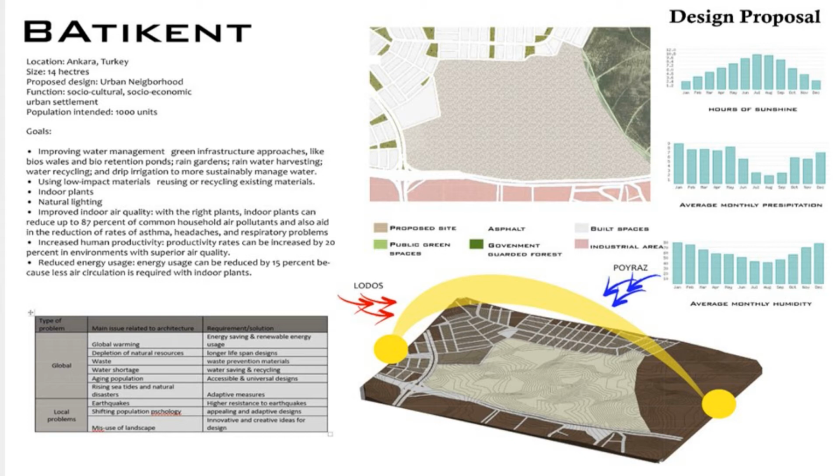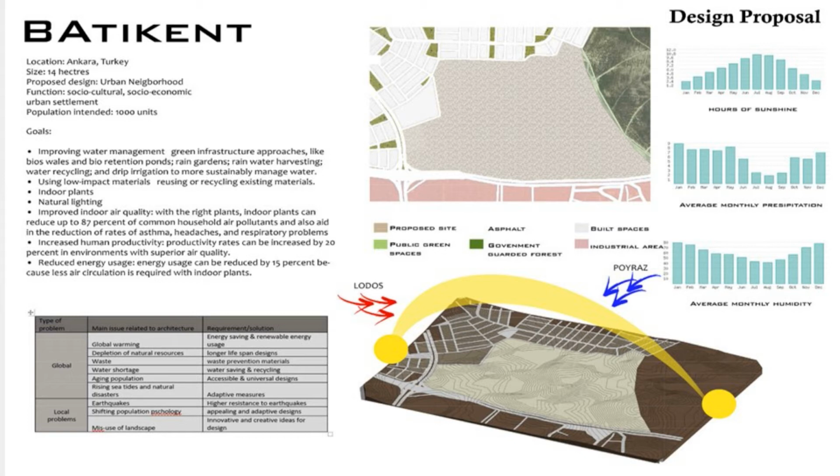The global issues were global warming, of course, the depletion of natural resources, waste, water shortages within the site, the aging population, the rising tides and natural disasters. The local problems were earthquakes because of the location of Turkey in general, the shifting population psychology when it comes to green spaces and the implementation of sustainable living, and also the misuse of landscape design.